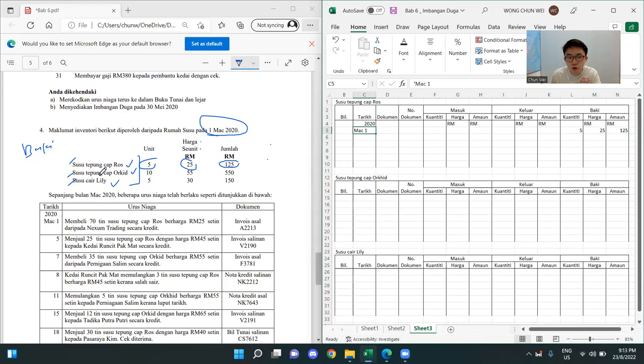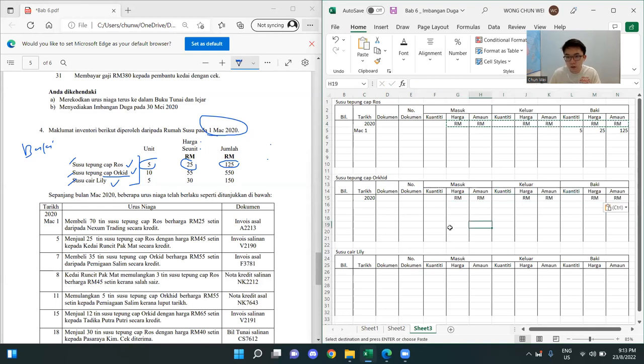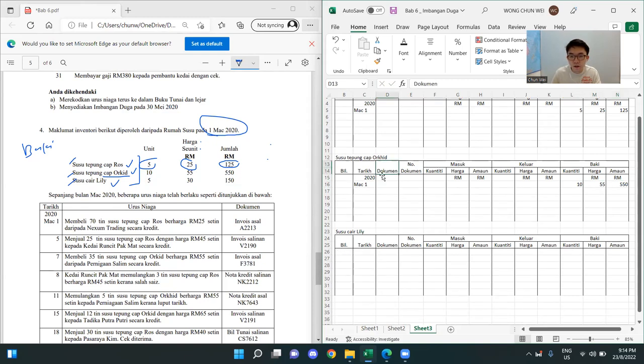Okay, so same thing goes to your cap or kit. So here 2020. Okay, you got all that ringgit Malaysia. So March 2. So you got 10 units. So under your baki, 10 unit. Each unit berapa ringgit? 55. And then how much is the amount? 550. How you get 550? You just 10 times 55 ringgit, you get 550 ringgit. Alright, so susu, chai, lili.